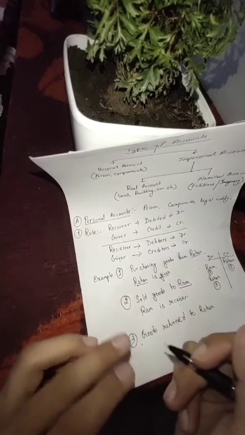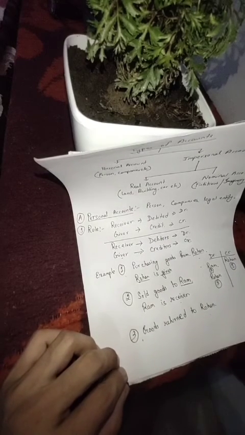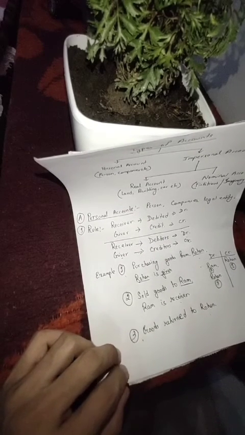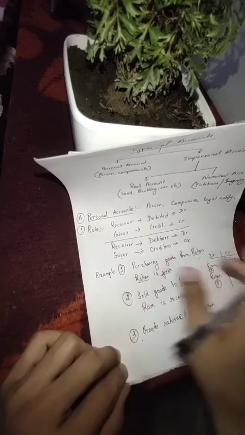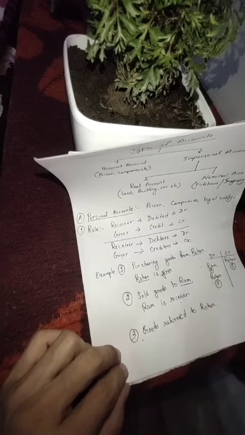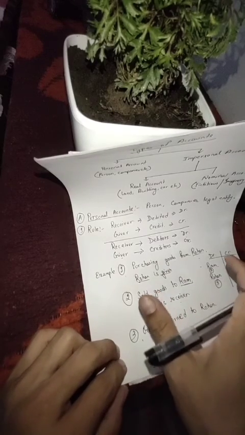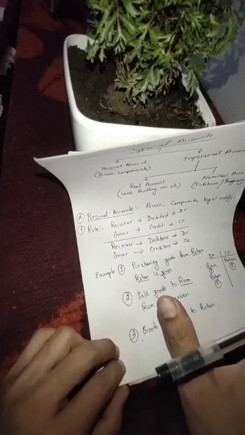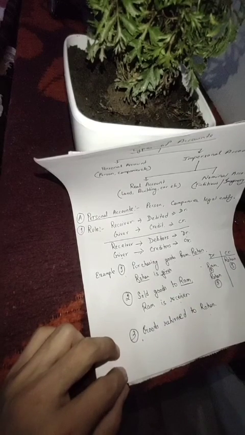Okay, so this is how you have to identify which ones are debtor items and which ones are creditor items. If you understand this clearly, you won't have any problem in future in doing journal entries and all. This is only the first type of account, that is personal account. Now let us move on to the next type of account.